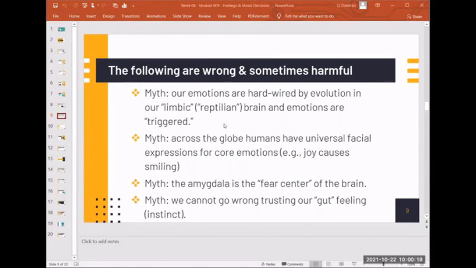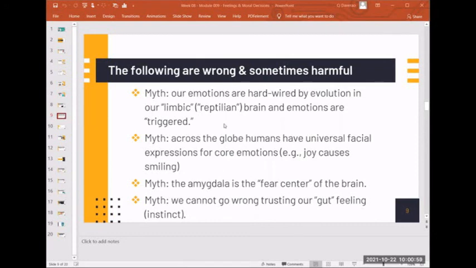Another is that across the globe, humans have universal facial expressions for core emotions such as joy that causes them smiling. It is a myth because it is not everyone in this world who will smile when they're happy. Other people will just keep what they're feeling happy about. And there are also people who are good at smiling, even though behind that smile, they have been broken into pieces. Diba? May mga taong ganyan. Smile na smile lang ako, pero deep inside, something is actually killing me.